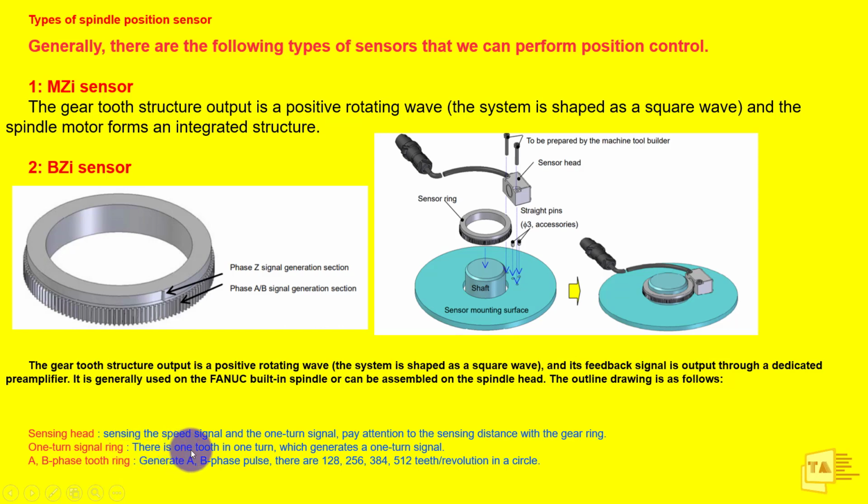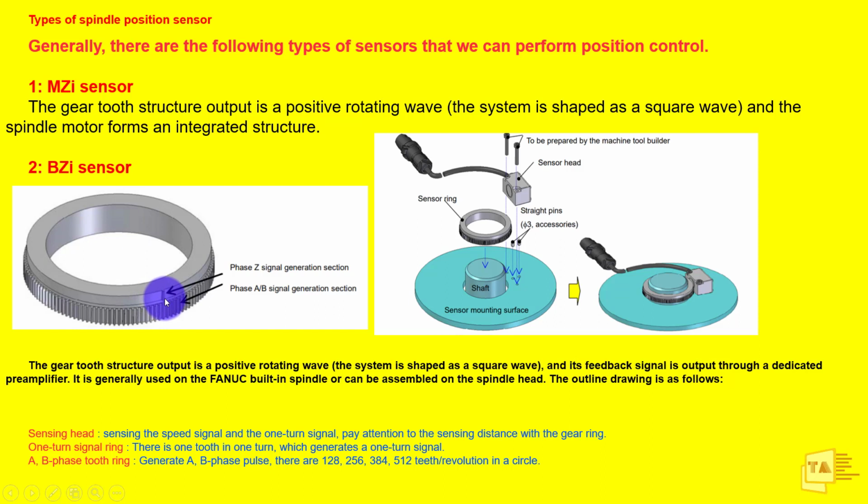There is one tooth in one turn which generates a one-turn signal. You can see one tooth here in phase Z. So this is the one-turn signal ring. If you give the spindle orientation, then the preamplifier sensor head detects the one tooth, one rotation. So we can set according to our requirement.